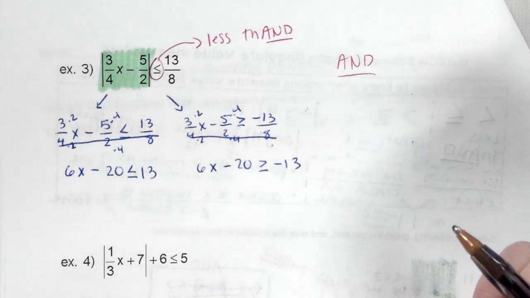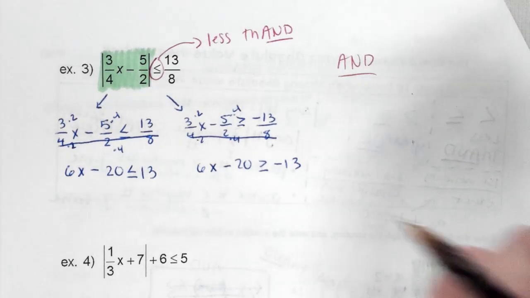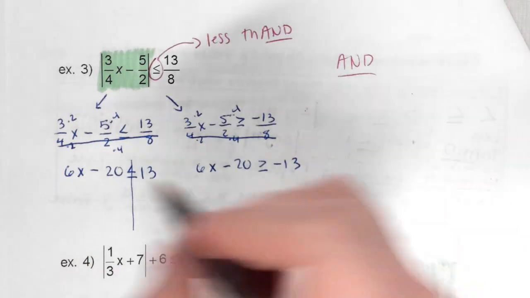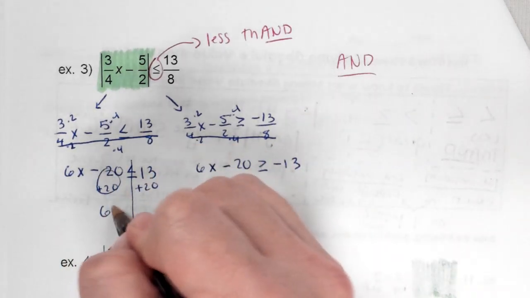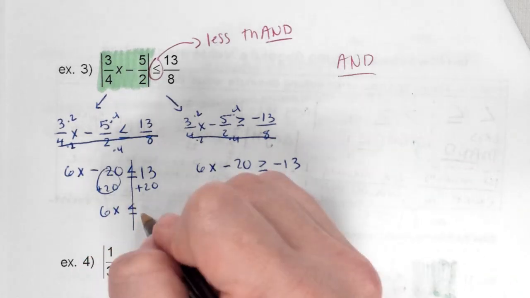Now does this look like something that's easier to solve? Okay, so let's solve it. I'm going to add 20 to both sides. And I get 6x is less than or equal to 33.